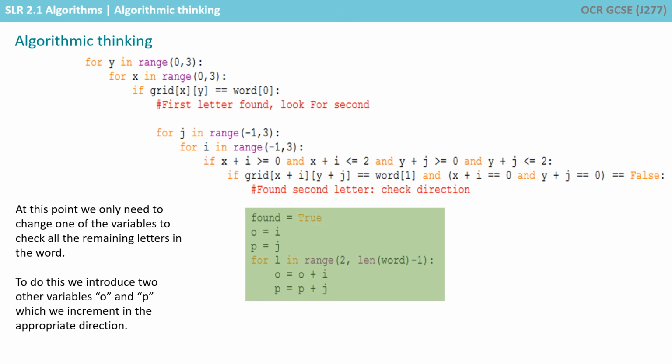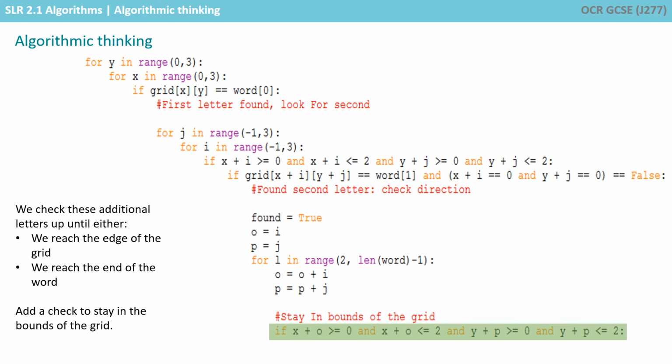And we're going to check up until either we reach the edge of the grid or we reach the end of the word we're looking for. So we introduce a statement that makes sure we stay within the bounds of the grid, and then we can check if the letter in the grid matches the letter in the word. At this point, we've used our algorithmic thinking to create a solution to the problem that will work for any word and any size grid. We just need to change the value of the constants in our program.